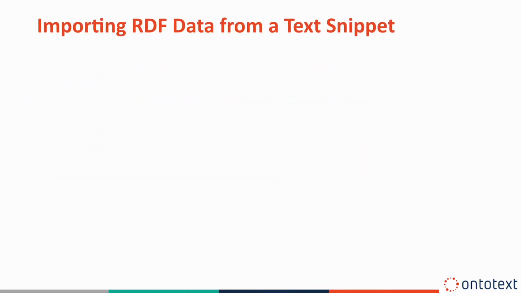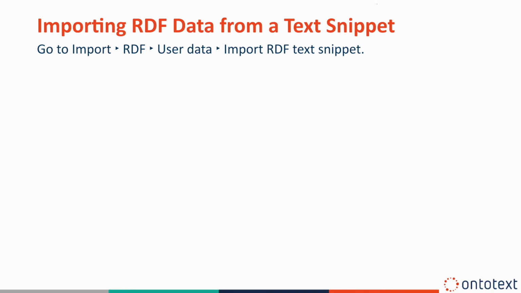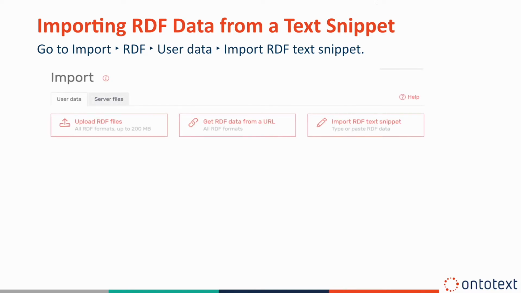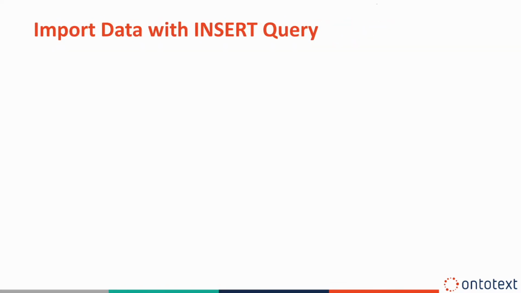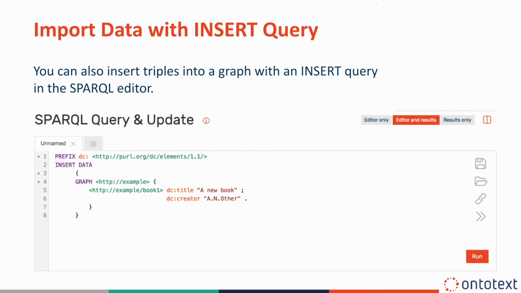To import RDF data from a text snippet, first select Import, then RDF. Then from the User Data tab, click on Import RDF Text Snippet. Paste or type the data directly in the text area and click Import. You can also insert triples into a graph with an insert query in the SPARQL editor.